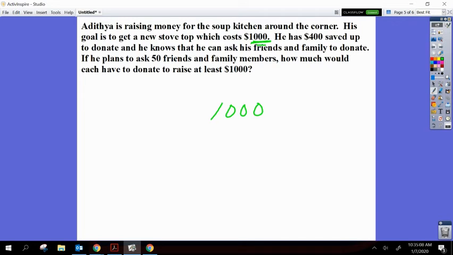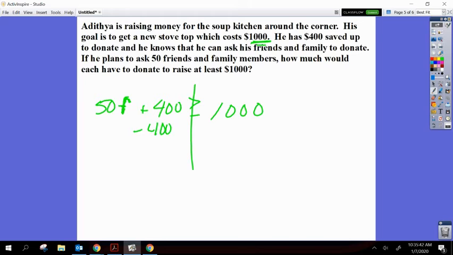Since $1,000 is the goal, what you raise has to be greater than or equal to 1,000. So whatever he gets can be equal to 1,000, can be more than 1,000, but it can't be less. So this is our goal. This is what he's going to do. All right, he has 400 already. We'll add to that 50 times the number of friends he has. So 50 friends times the amount of money each person has to donate. So F represents the amount of money each one will have to donate until we get to 1,000.